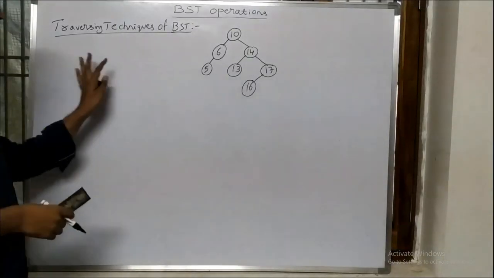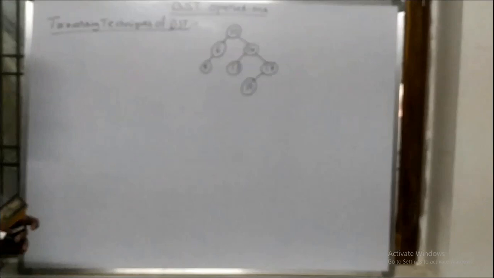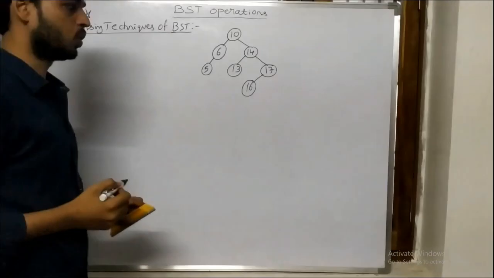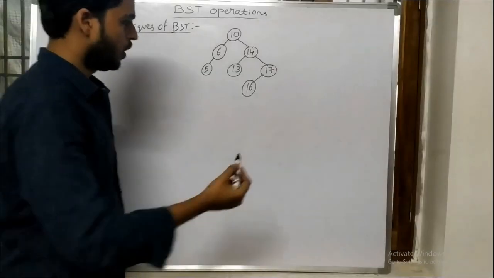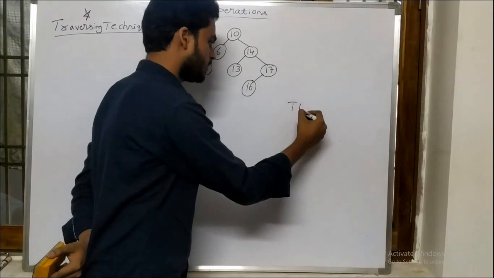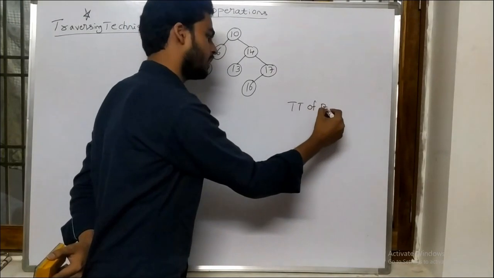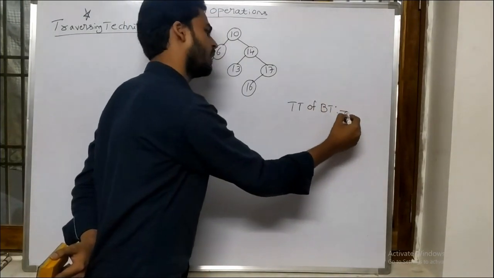Now we will see traversing techniques of a binary search tree. You already know the main reason why I am discussing this: there is one important point here that is important for GATE also. That's the reason I am explaining. You already know the traversing techniques of a tree. You can simply say binary tree, right?